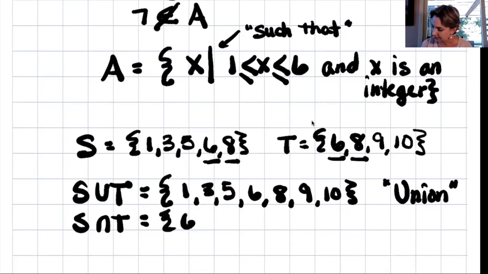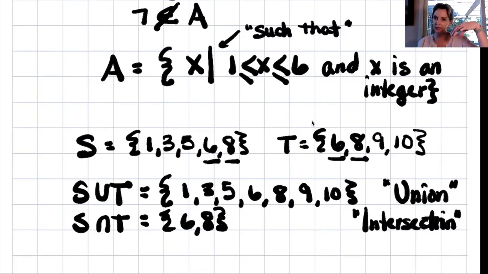Okay, so 6 and 8, a much smaller set, right? And that's the intersection. Oh, I didn't give myself much space there. Let me back up, give myself a little more room. That's the intersection.